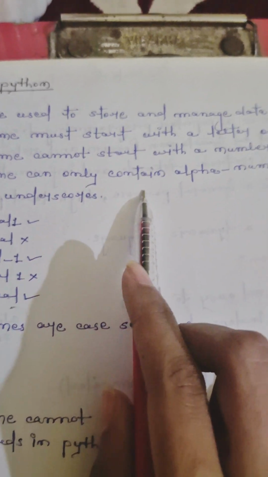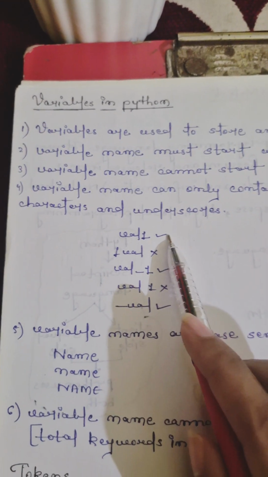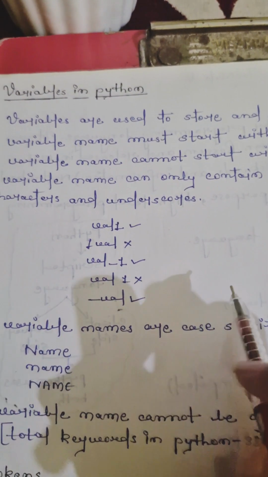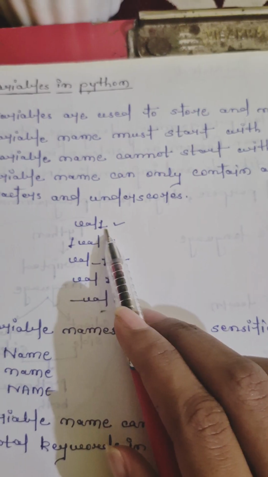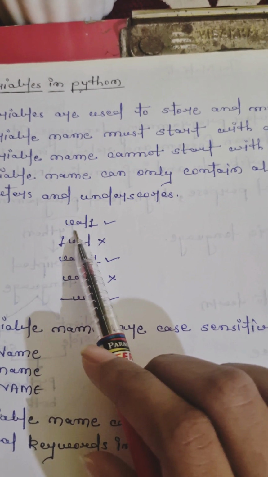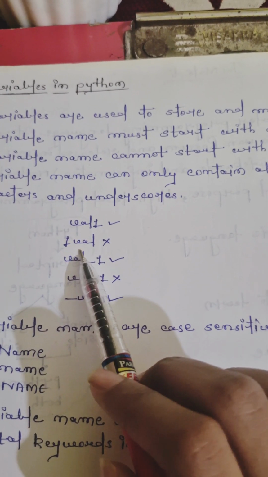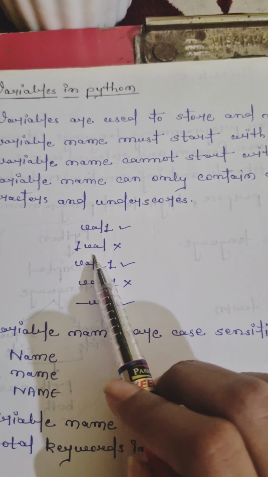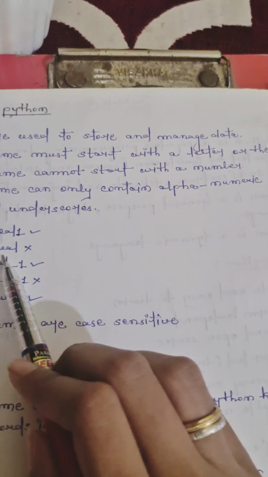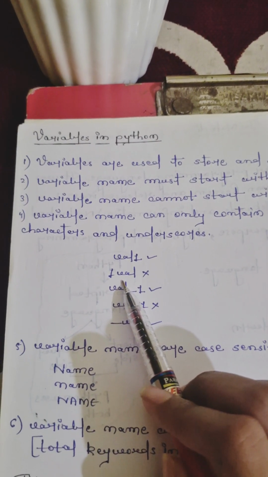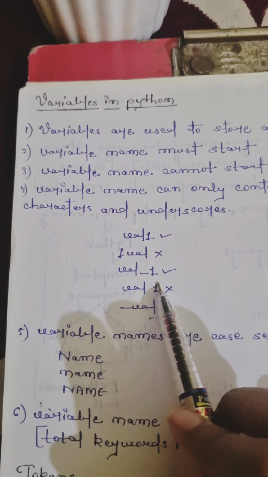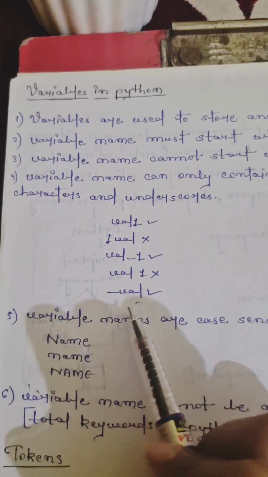A variable name can only contain alphanumeric characters and underscores. Alphanumeric means a combination of alphabets and numbers. Here are some examples. value1 is correct because our variable is starting with an alphabet. 1value is not correct, because our third point says that a variable name cannot start with a number. We can also include an underscore, and start with an underscore like this.